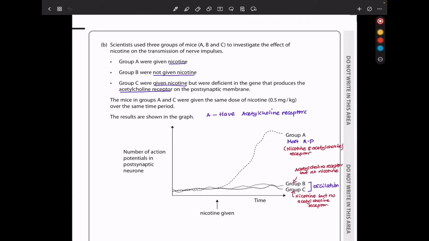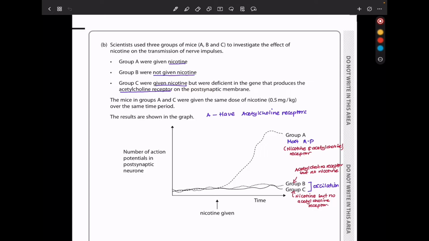In part B, scientists used 3 groups of mice, A, B, and C, to investigate the effect of nicotine on the transmission of nerve impulses. So in the first group, they said group A were given nicotine, group B were not given nicotine, group C were given nicotine but were deficient in the gene that produces the acetylcholine receptor on the postsynaptic membrane.